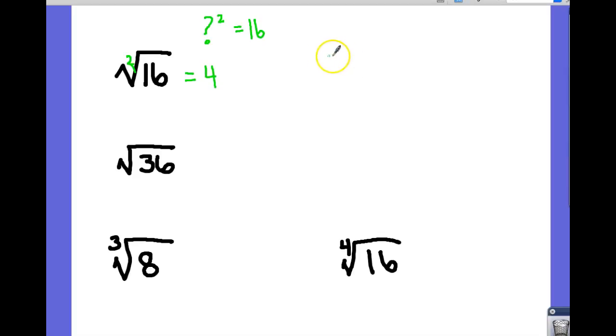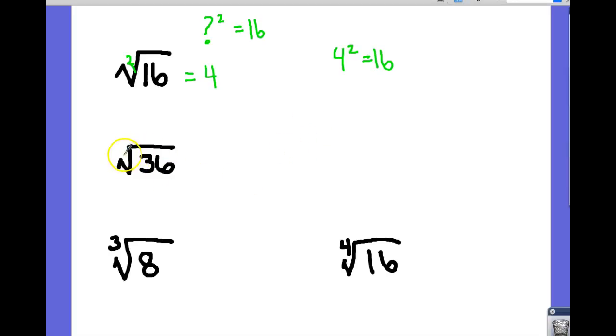Here's a common mistake. Some people will tell me that the square root of 16 is 4 squared. No, 4 squared is 16. And because 4 squared is 16, the square root of 16 is 4. Do not tell me that this answer is 4 squared. It's just 4. Because 4 squared is 16.